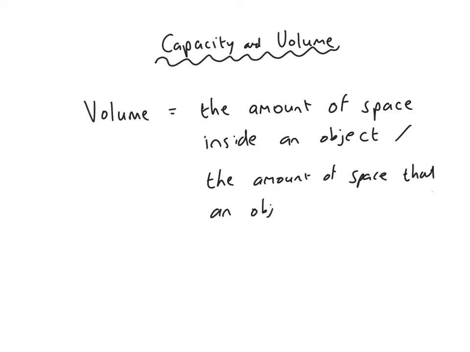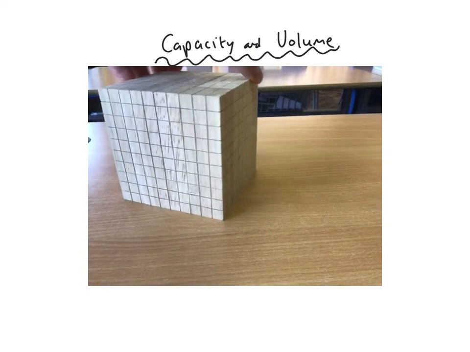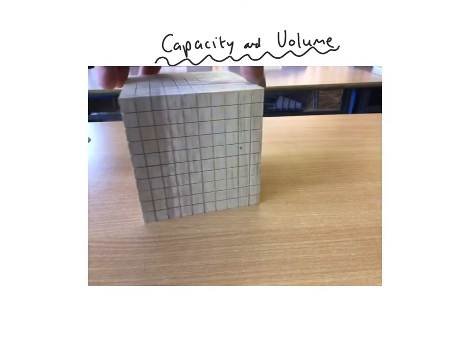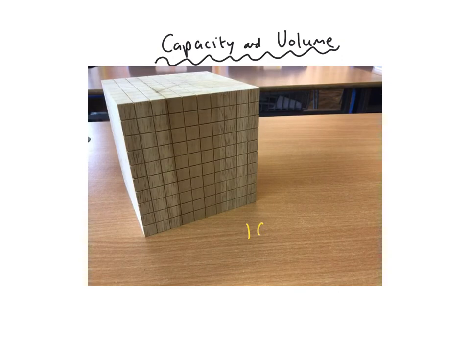Now, when we measure volume, we do it in centimetres or metres cubed. For example, I have here a cube, and the volume of this cube is 1000 centimetres cubed. Now, what does that actually mean?